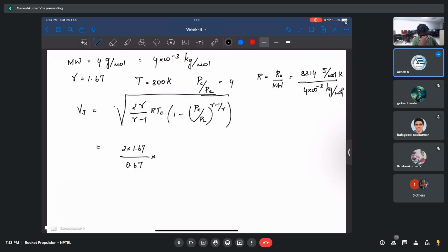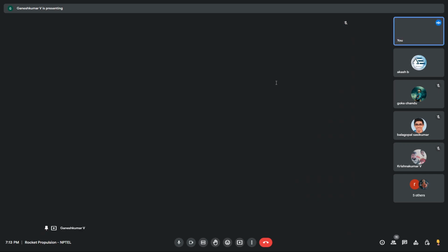What is the R you are getting? Did you calculate like this? No, sir. I just directly put 8,314 by the molecular weight, since in the question it was given as R naught equal to that value. That turns out to be very large. You have to substitute 8.314. I'm not sure why the question says 8314. Oh, okay, sir. So I think there is a printing mistake.